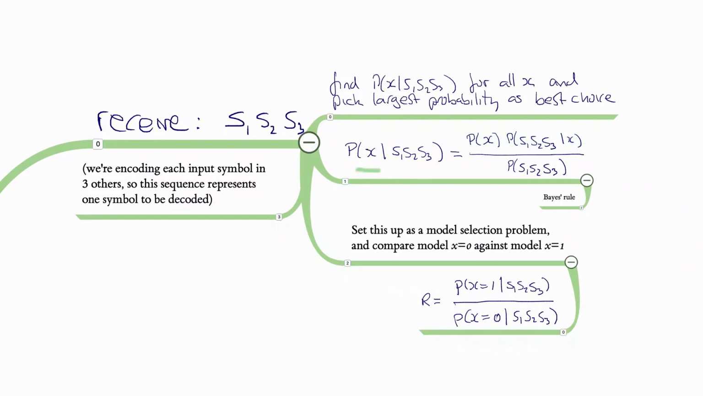Using Bayes' rule, we can invert the probability of x given the symbols we've seen into the probability of x, times the probability that given x is a particular value we would get those symbols, divided by the probability of the symbols, or the evidence. And since this is a binary choice, we want to compare effectively two models, the model where x equals 0 versus the model where x equals 1. So this is really a model selection problem, and we could use the odds ratio. That is the posterior probability of x being 1 given what we've seen, divided by the posterior probability of x being 0 given what we've seen.